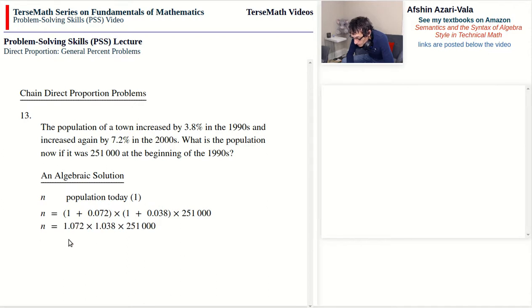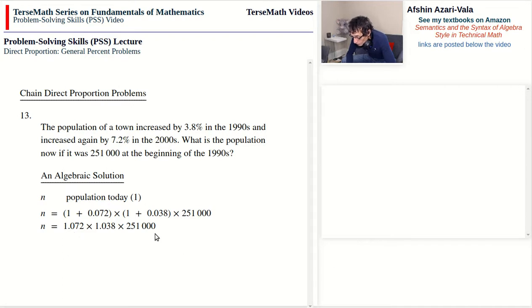So the population today becomes, now if you want to read it from left to right, you can do that as well. And by the way, chain multiplication can be decoded in both directions. You can go from left to right. This is something I will talk about in a future video. You can actually decode this going from left to right and look at the sub-expression 1.072 and 1.038. In effect, if you go from left to right and do your multiplications, you'll find the equivalent percentage increase in population from the beginning of the 1990s to the end of the 2000s.